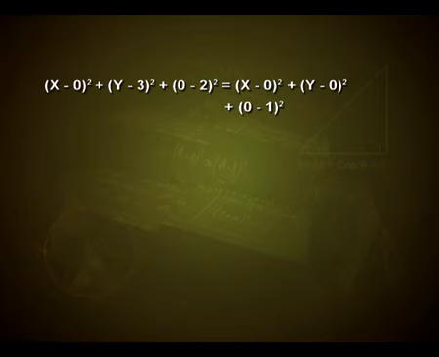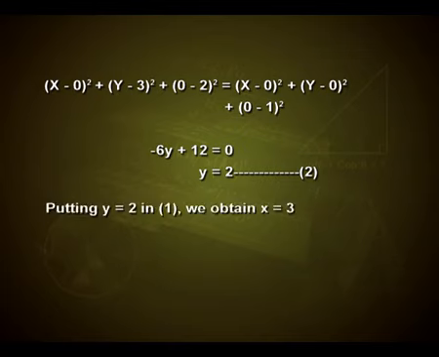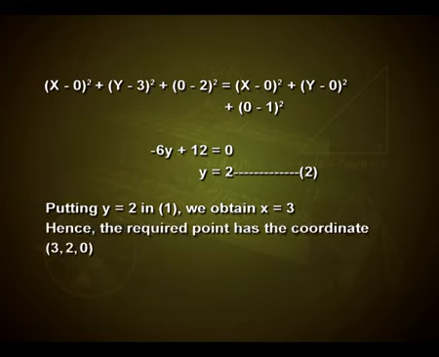On simplifying, we get an expression as minus 6y plus 12 is equal to 0, which on solving gives us y is equal to 2. Take this as second expression. Putting y is equal to 2 in equation 1, we obtain x is equal to 3. Hence, the required point has the coordinates (3, 2, 0).